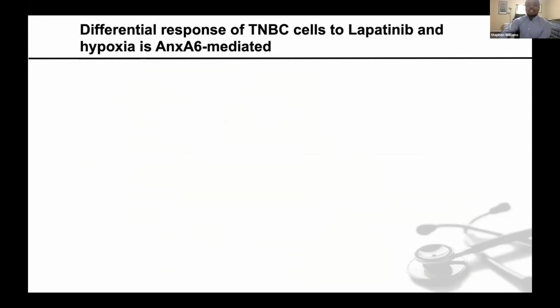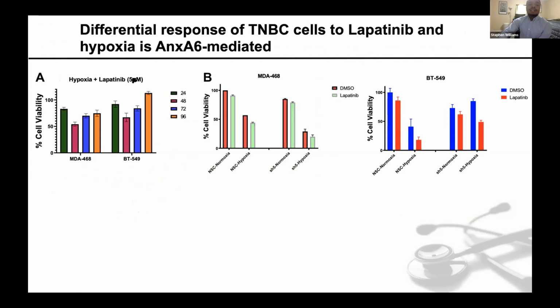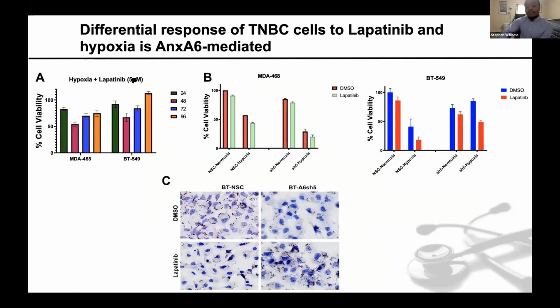And so then we wanted to go a step further and look at the response of these cells to lapatinib. And we see that in annexin A6 high cells, they are much more resistant, even in the presence of hypoxia. And we took it a step further in looking at lipid metabolism, and when you downregulate annexin A6, there's a reduced accumulation of lipid droplets. But when you actually treat the cells with lapatinib, we see this rendered effect.